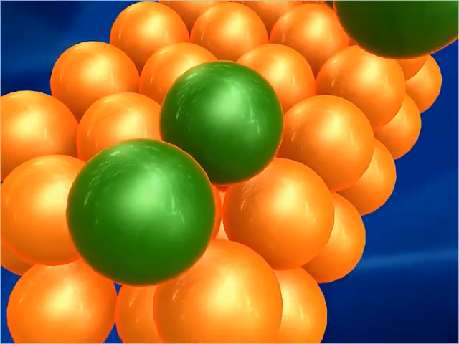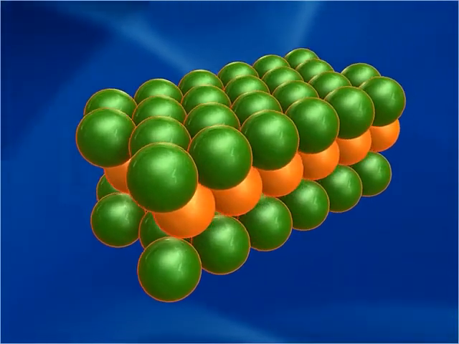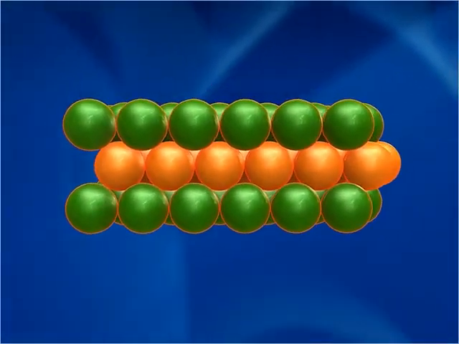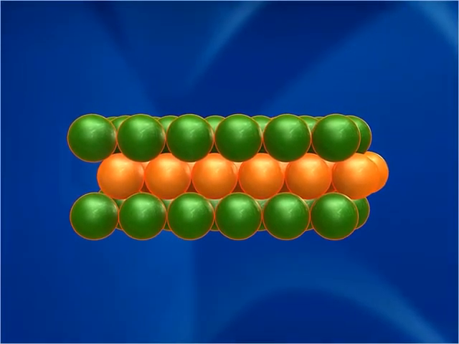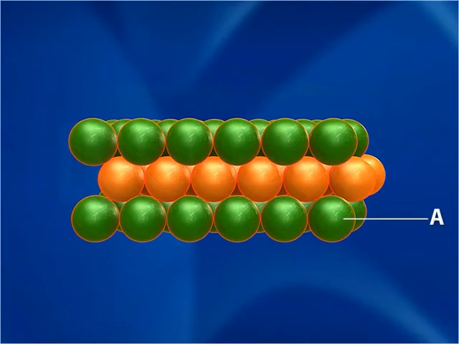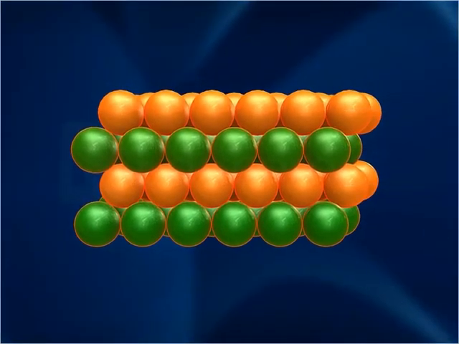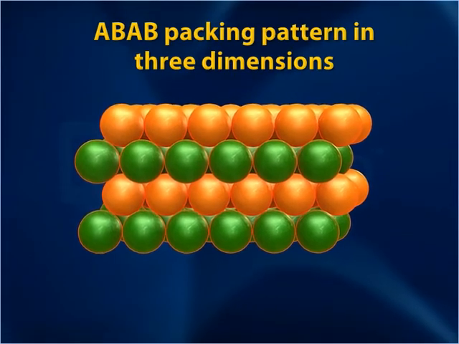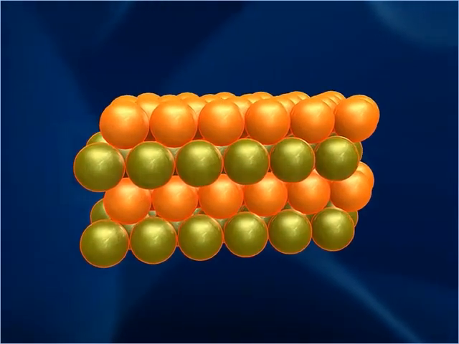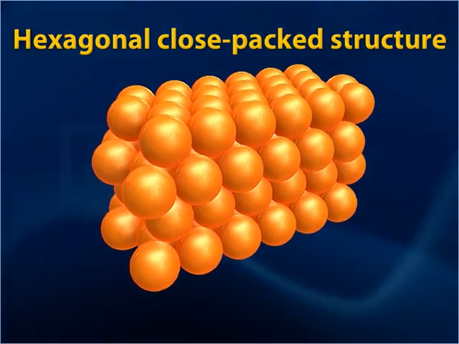The third layer is then placed over the second layer, covering its tetrahedral voids. The particles of the third layer in this case are exactly aligned with that of the first layer. So, if the first layer is A-type and the second layer is B-type, the third layer will again be A-type. This pattern repeats in the subsequent layers and is called AB-AB packing pattern in 3 dimensions. The structure resulting from this packing pattern is called a hexagonal close-packed structure.